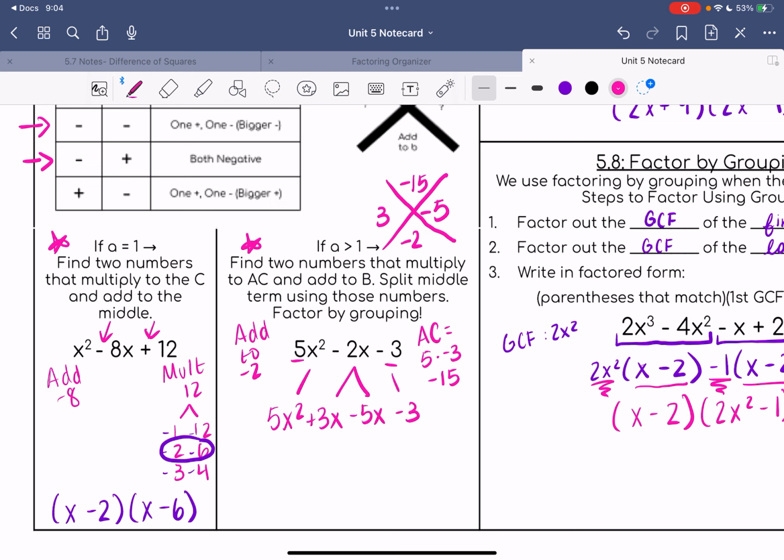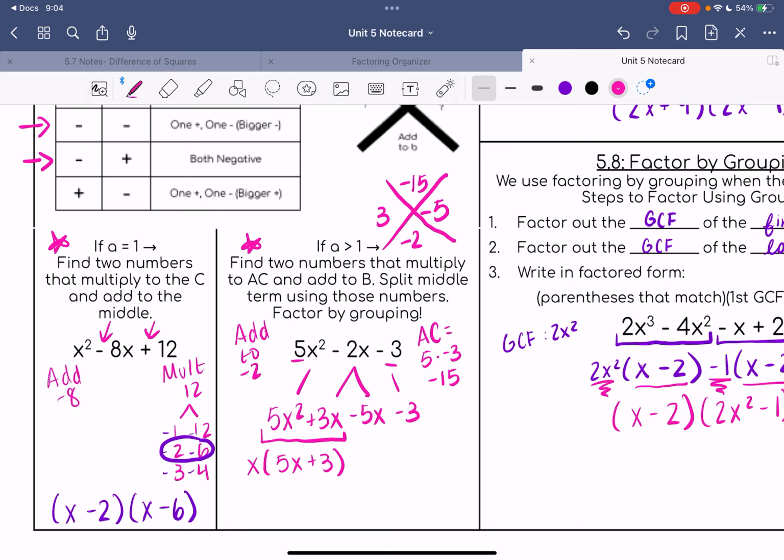So that's where those come from. It's just me splitting up my middle term. I'm uncombining like terms in the middle there. Okay, so now, factoring by grouping, out of 5x squared and 3x, I can pull out just an x. So that's going to leave behind 5x plus 3.